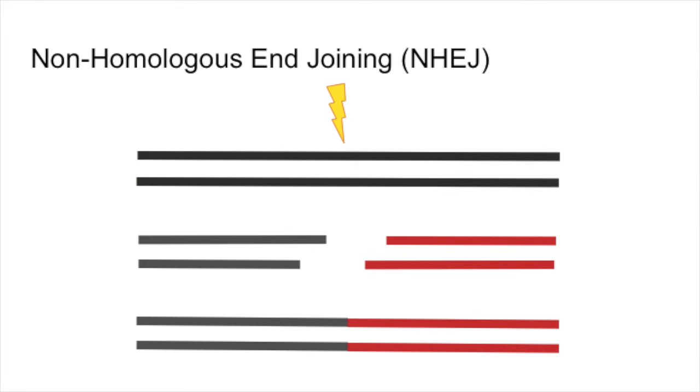NHEJ is the most common repair mechanism a cell undergoes, as it can be activated in any part of the cell cycle, as mentioned by Justine. In contrast to HDR, NHEJ does not require a donor template or a sister chromatid to repair itself. Instead, the overhangs are simply cut off and the strands are ligated back together. As a side note, because of the loss of nucleotides, NHEJ is not the preferred repair mechanism for gene therapy.